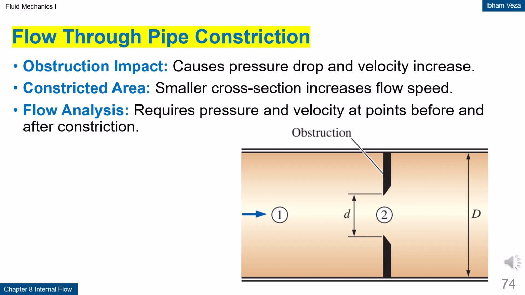Flow through pipe constriction. A pipe cross-sectional constriction causes the flow velocity to increase and the pressure to decrease. This phenomenon is a direct consequence of the continuity and Bernoulli equations. The pressure and velocity conditions before and after the constriction must be analyzed. This change is usually accompanied by additional energy losses. This concept forms the basis of many obstruction-based flow meters.